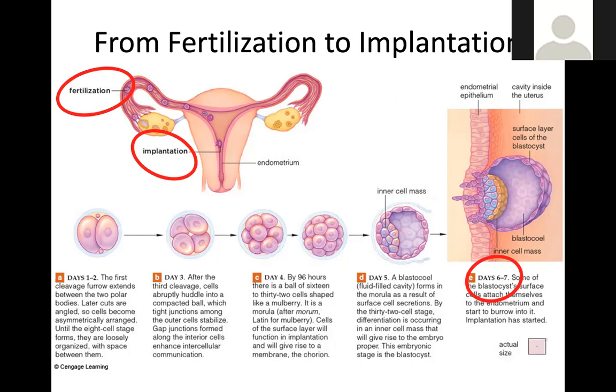Day 5, a blastula, a fluid-filled cavity, forms in the morula, like mulberry, as a result of the surface cell secretions. By the 32-cell stage, differentiation is occurring in an inner cell mass that will give rise to the embryo proper. The embryonic stage is the blastocyst. Maybe you've heard of that word before. So now we have this kind of fluid-like cavity. Okay, think of it kind of like a little bit of a water balloon.